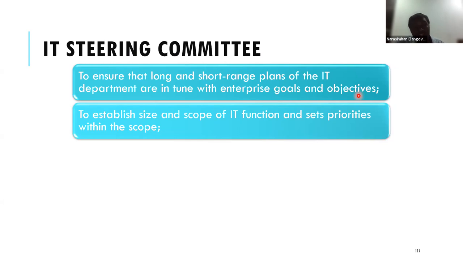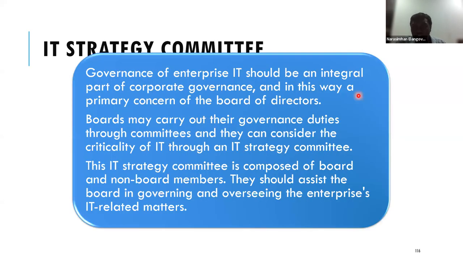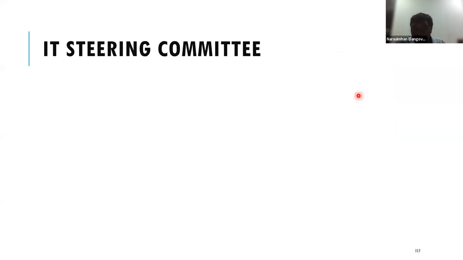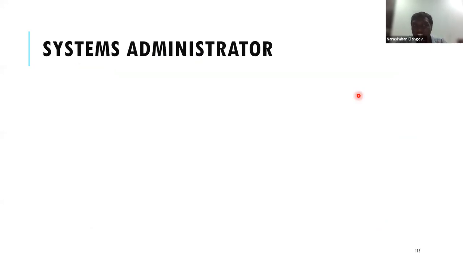It is this committee which decides where I should make the investments. For example, the strategy committee will give the budgets and say, okay, high level, you focus on automation of your process. Which process should be automated? Department A will say, my need is to automate. Department B will say, my need is to automate. Who decides that? Steering committee, long-term, short-term plan. Right, so that's the steering committee.